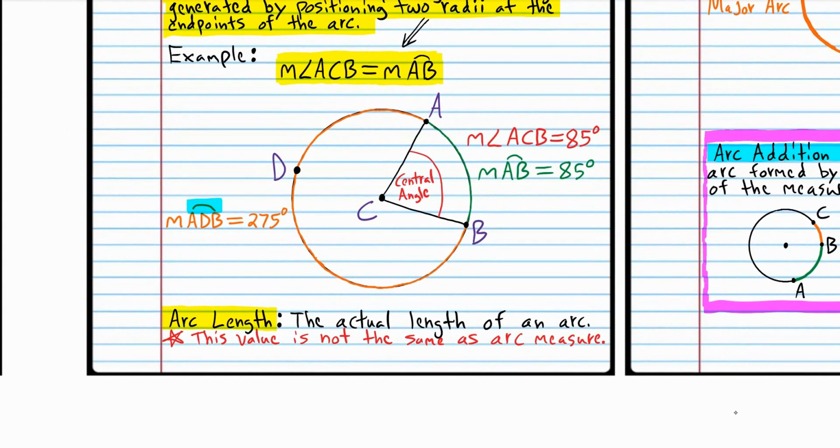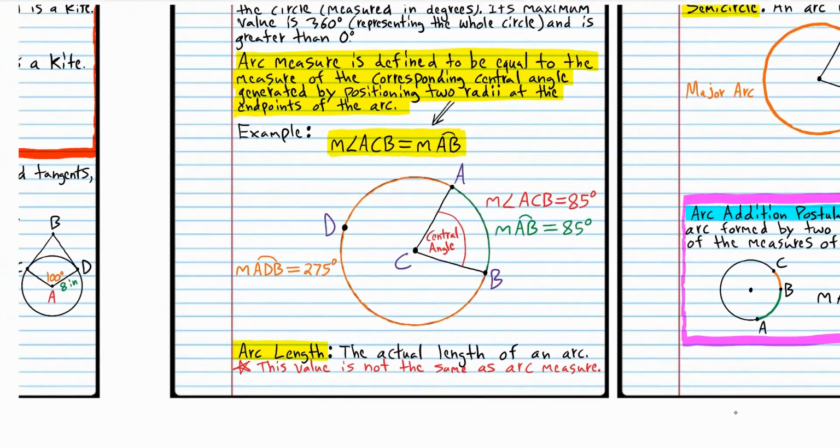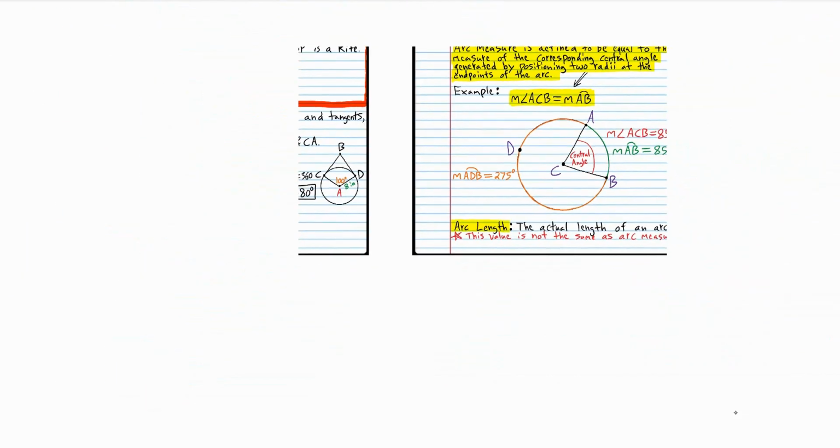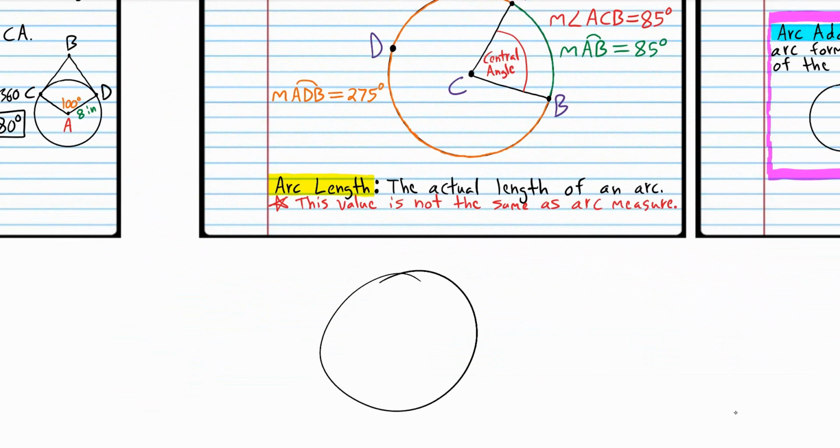It's also important to understand that arc length is not the same thing as arc measure. If you want arc length, that would be the actual length of this arc, and that depends on how big the circle is. But arc measure does not depend on how big the circle is. You can have a very, very large circle or a very, very small circle, and the arc measure here would be the same as the arc measure here, even though one arc is bigger than another arc.